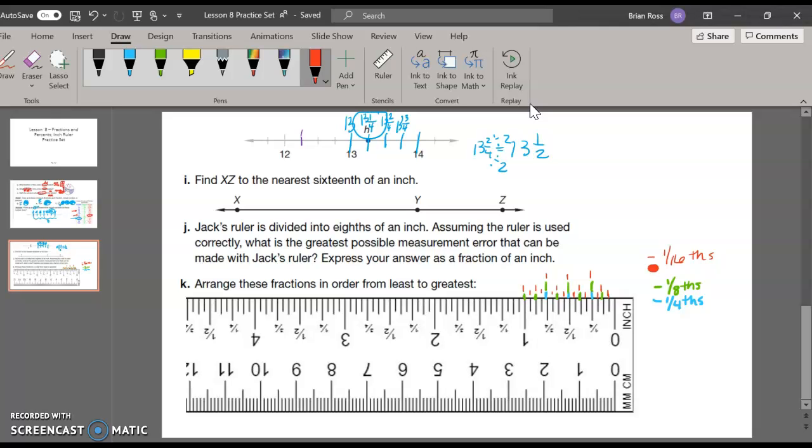And what I'm going to do is I'm going to erase this, and we're going to complete I, which is find XZ to the nearest 16th of an inch. So let me erase.